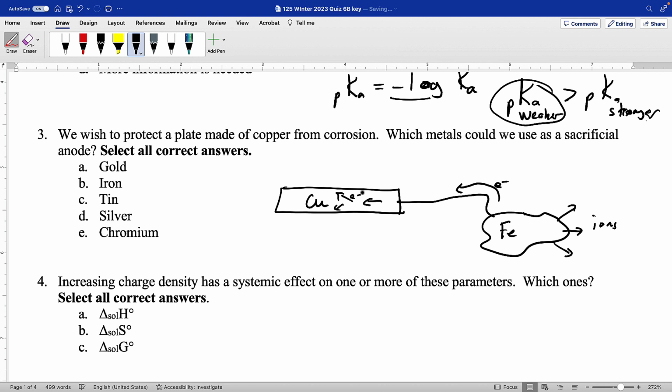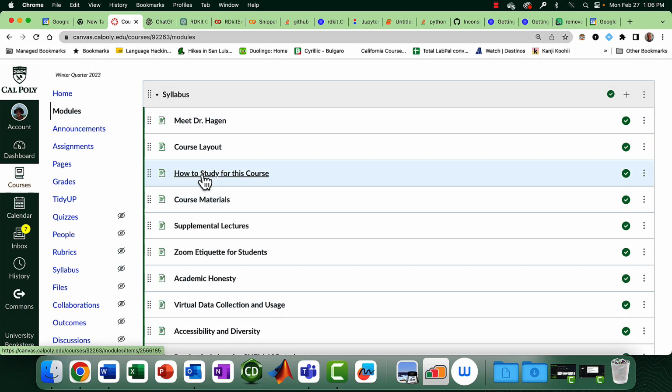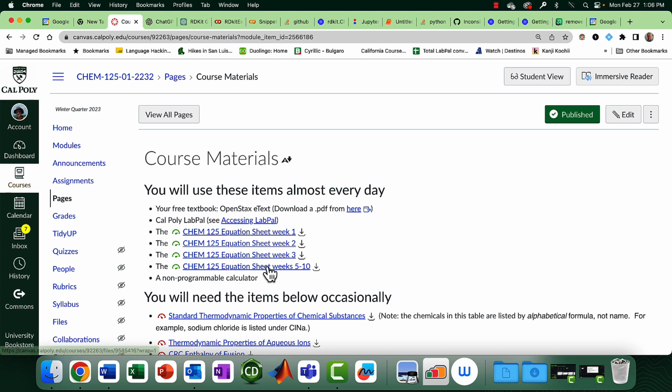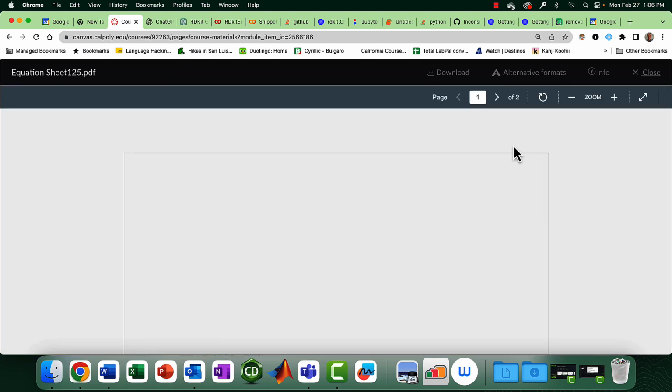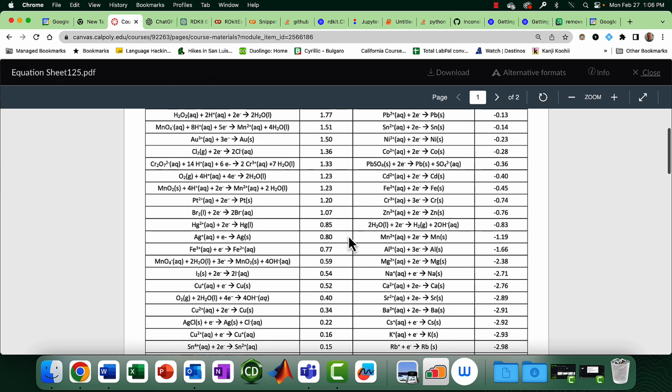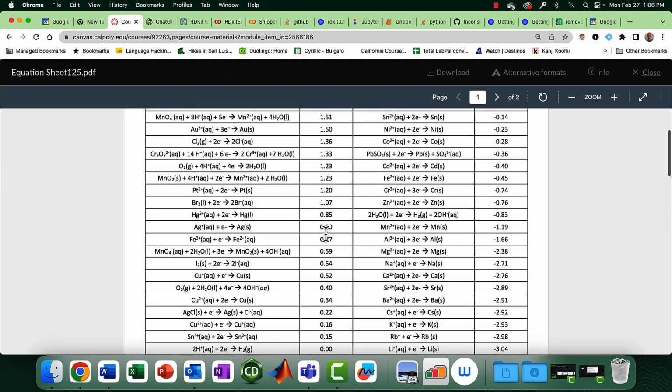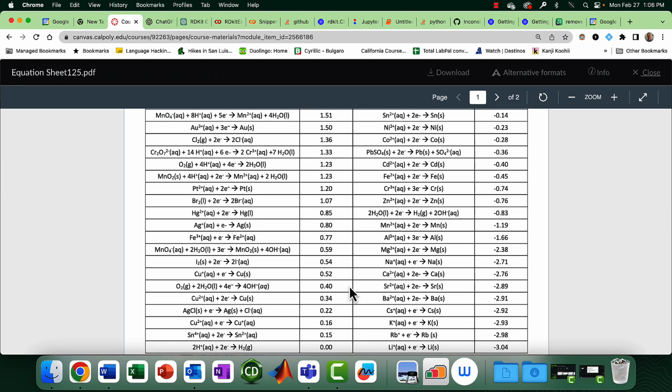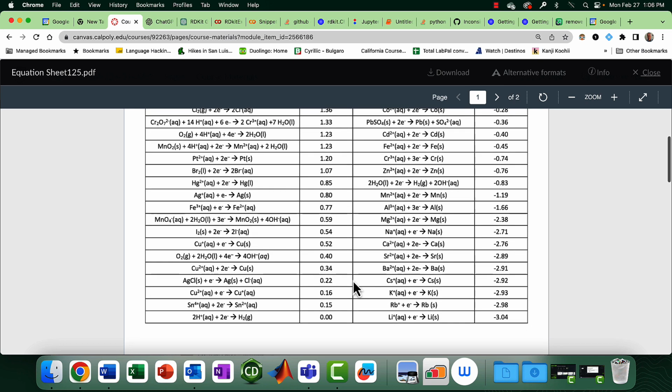Well, to do this, we have to have a metal that is more active than copper. So to see which answer is right, we've got to use reduction potentials. So let's go look at a table of reduction potentials. Okay, so we can find our equation sheets under course materials. So we'll go to course materials and click on the latest version of the equation sheet and see what we can find.